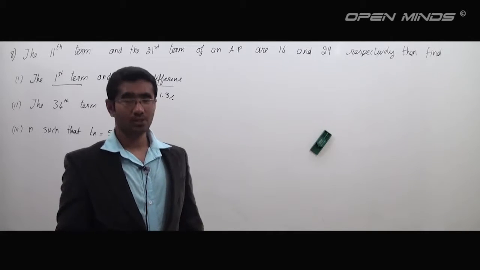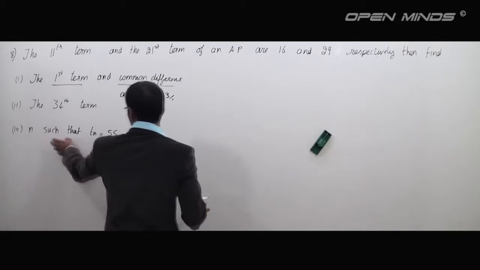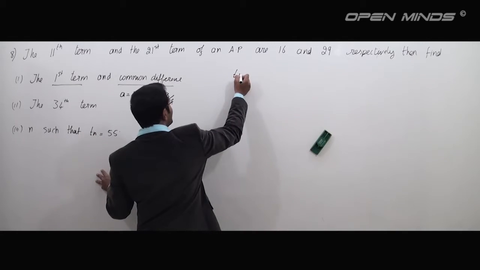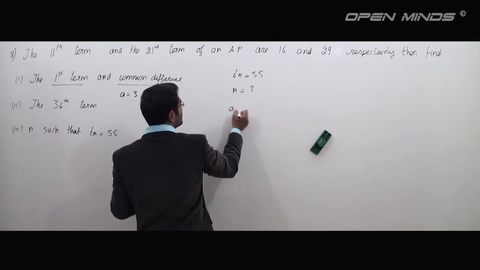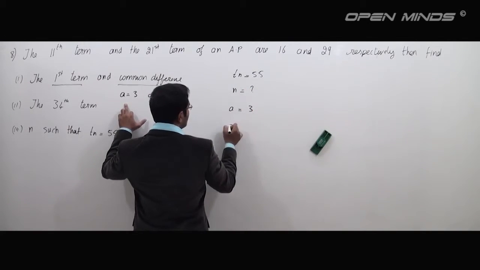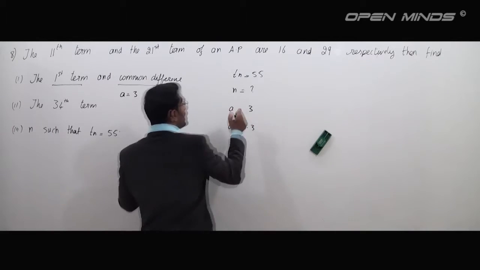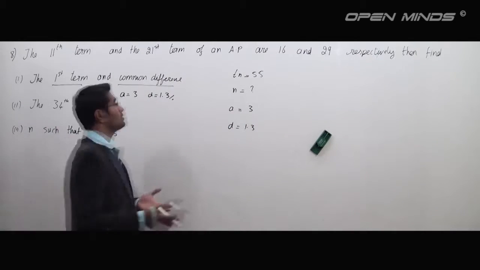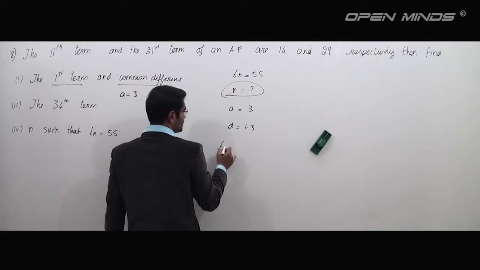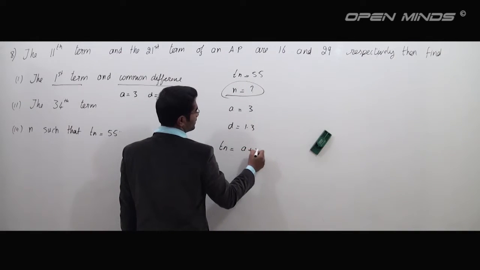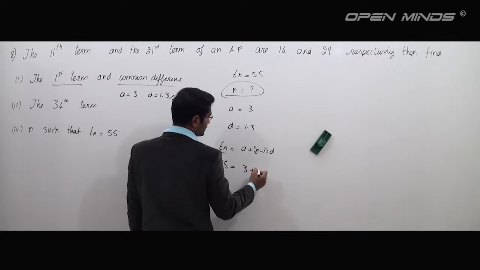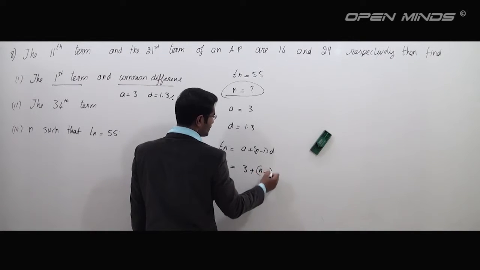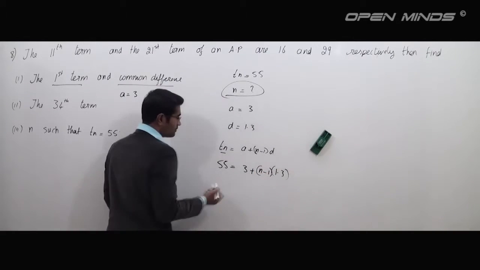Let's work with the last question, the third one, which says find n such that Tn is given to you. Tn is given as 55, and n I'm looking for. The other things, A is 3 and D is 1.3. The only thing I don't know is n. Can I find it? Yes. Tn is A plus (n minus 1) into D, with A as 3 and D as 1.3.